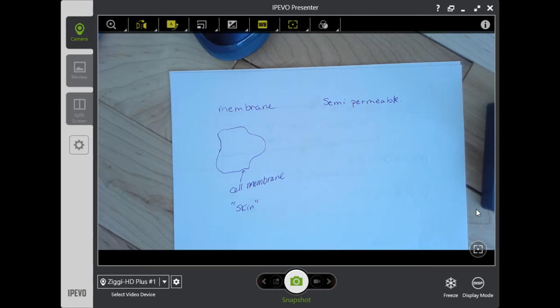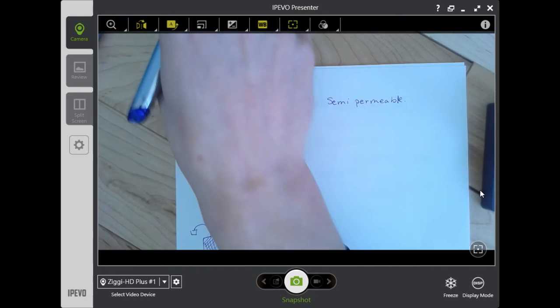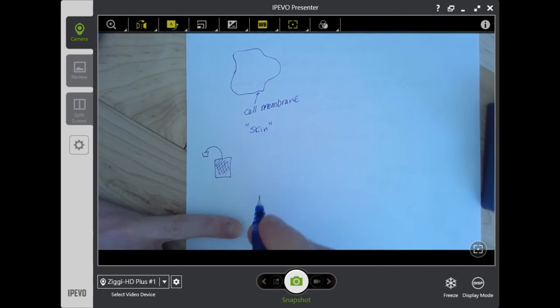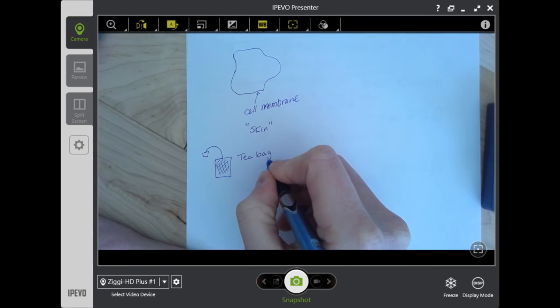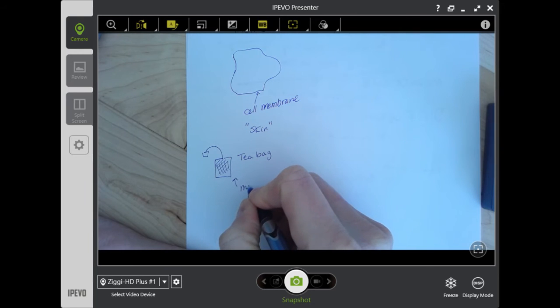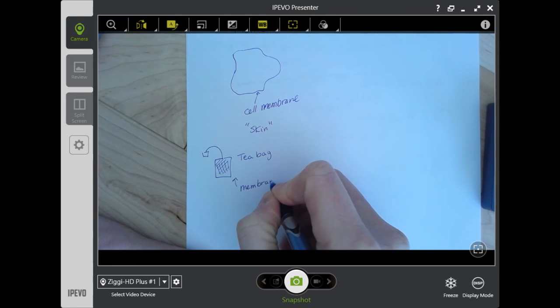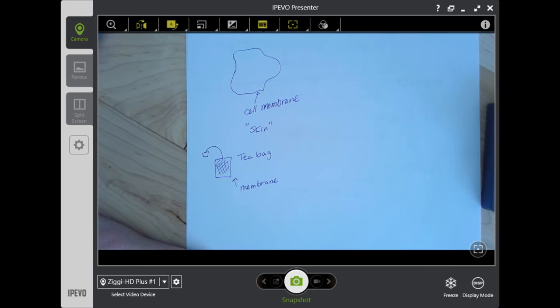Other things that we could think of are something a little bit more day to day, like the idea of a tea bag, right? Looks something like that. This is a tea bag. This is also a membrane. It's the membrane of the tea bag.